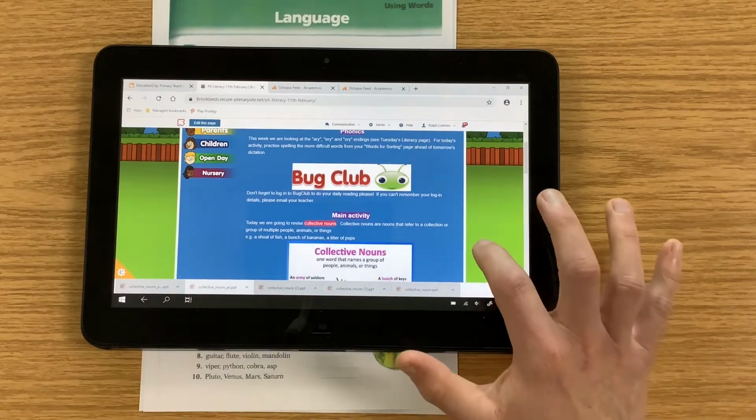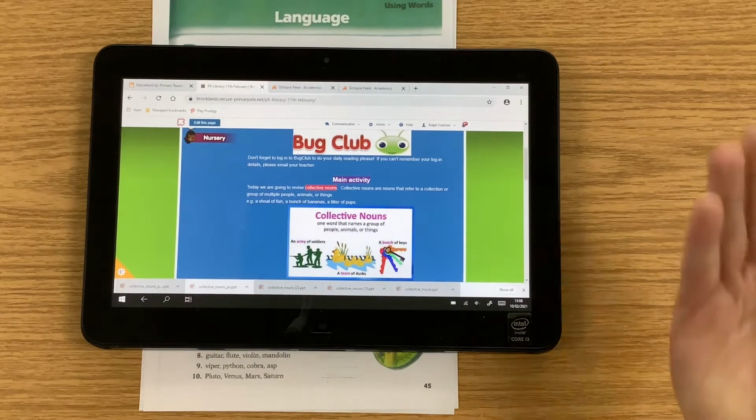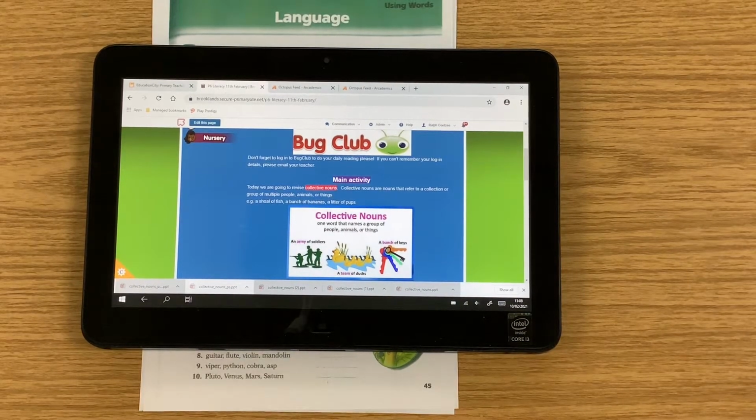So what is our main activity today? Well, today we're going to revise collective nouns. Remember, collective nouns are groups of things, a collection of people, animals, or things. So, for example, we might have a bunch of grapes, a shoal of fish. Here's one that I learned, a skulk of foxes.